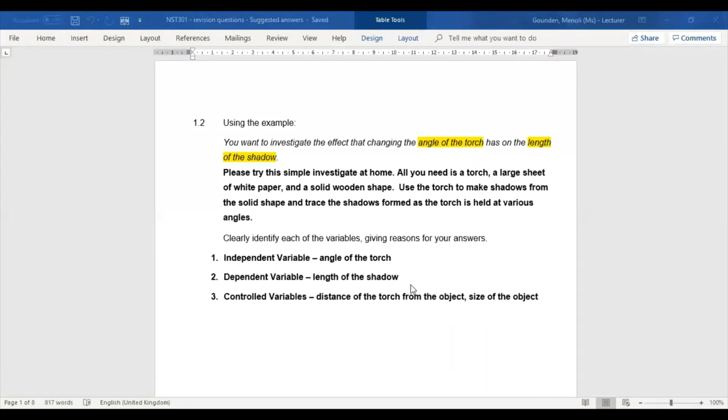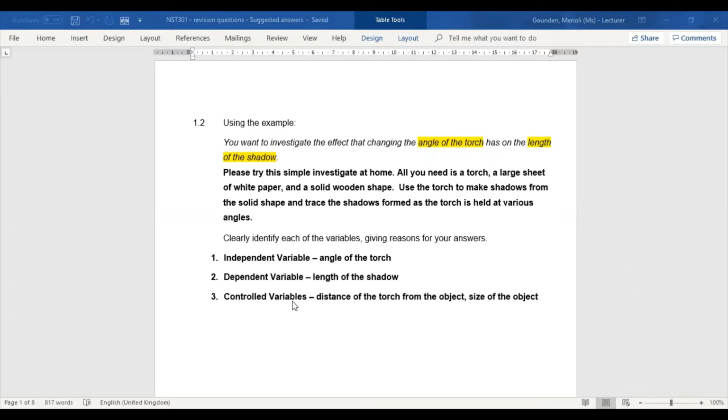We can only, at the end of this investigation, say that the length of the shadow is changing as a result of the angle of the torch if we keep all other factors that may affect the length of the shadow the same. So in this case, you've got to ask yourself, what else may affect the length of the shadow? Anything that may affect it, when you are carrying out this investigation, the scientist has to keep those variables the same or keep them constant, and we call those controlled variables.